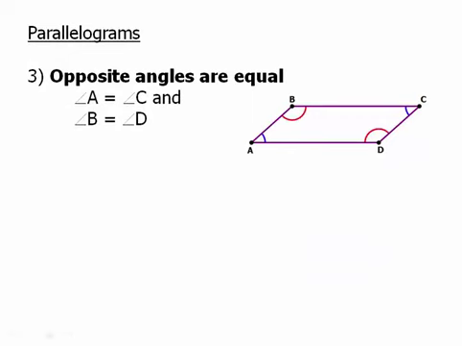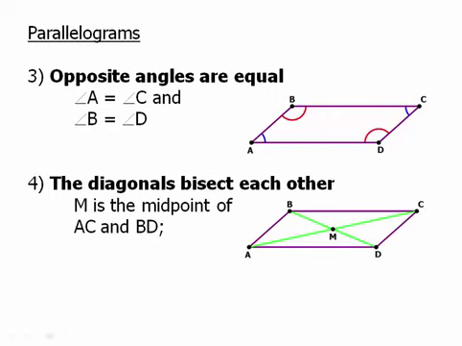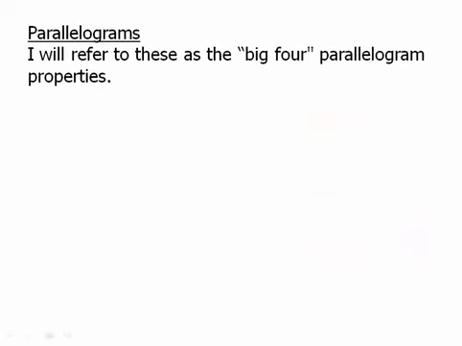Property number 3, the opposite angles are equal. So the red angles are equal, and the blue angles are equal. And property number 4, the diagonals bisect each other. So their point of intersection M is actually the midpoint of each diagonal. And so we could say that AM equals MC, and separately BM equals MD. So those 4 properties are really important. I will refer to those as the big 4 parallelogram properties.